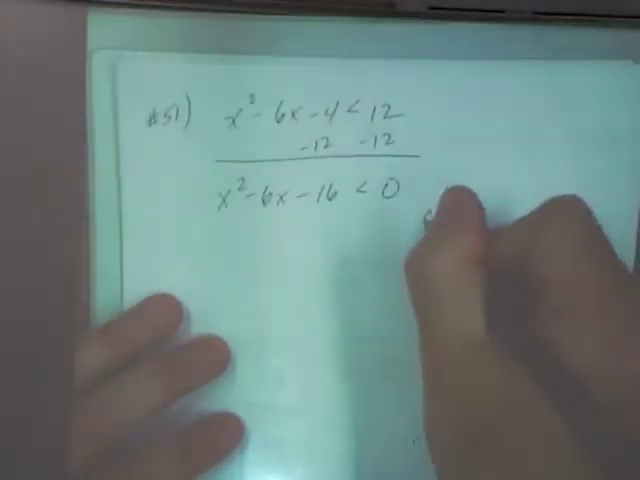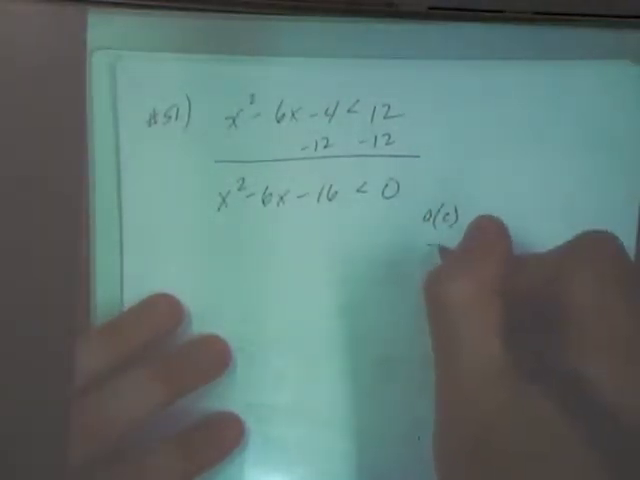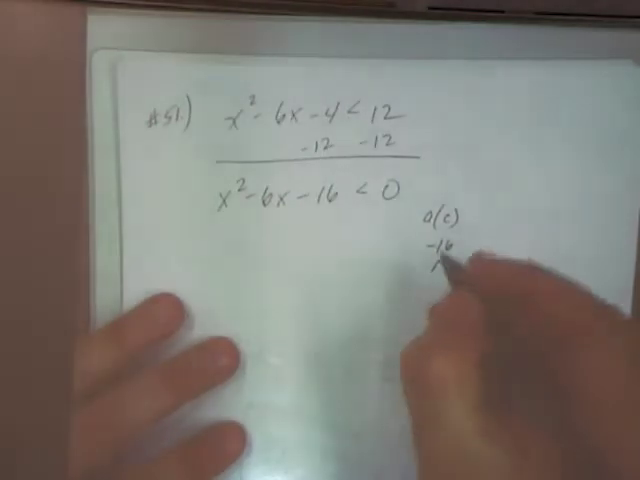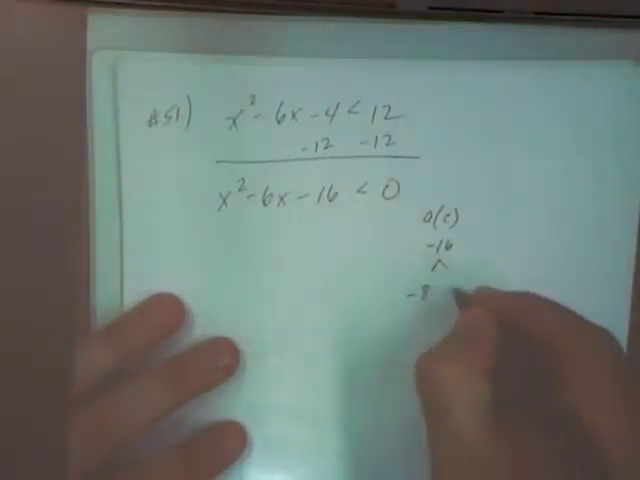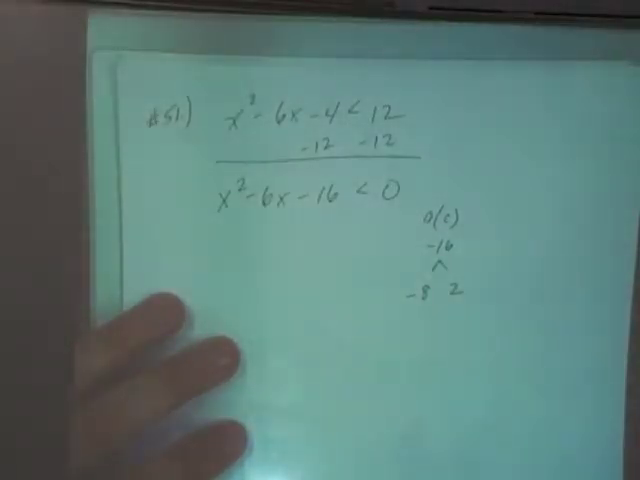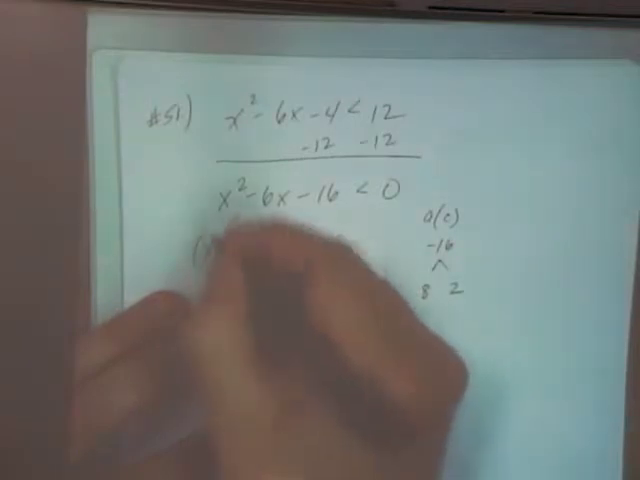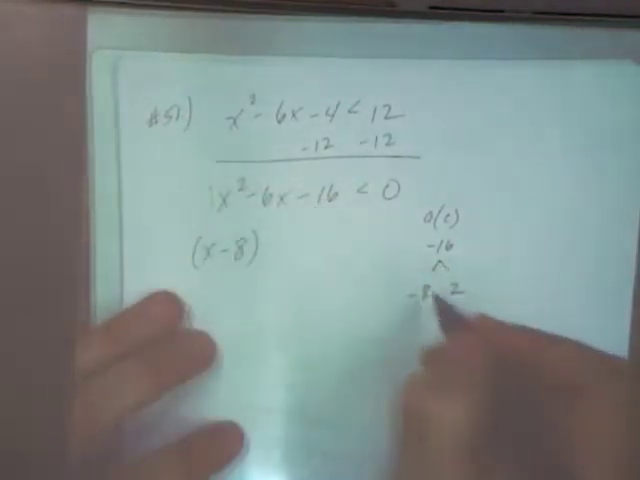A times C is negative 16. Two numbers that multiply to negative 16 but add up to negative 6. Negative 8 and 2. Very good. So we've got x minus 8, and notice since the a value is 1, I can go right to factor form.